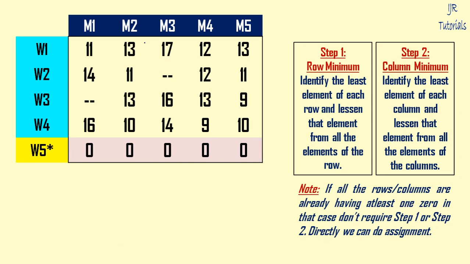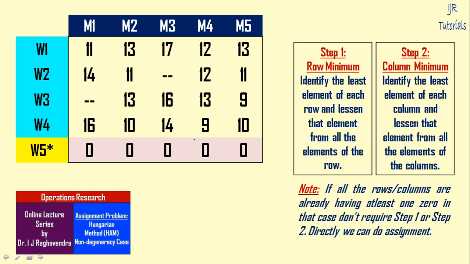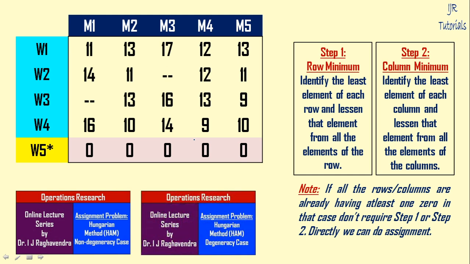To solve this matrix, please see my previous videos on the non-degeneracy case and the degeneracy case. First, you have to read this note: if all rows and columns already have at least one 0, then we don't require step 1 or step 2. In this matrix, all columns have zeros, but not all rows have zeros. That's the reason we do step 1, row minimum.